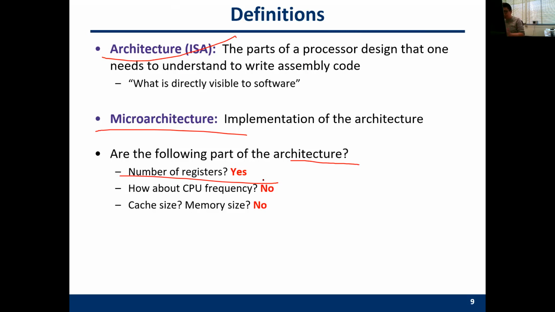How about the CPU frequency? No, this is not microarchitecture, because one CPU can potentially operate at a different frequency, 1G or 2G hertz. Sometimes Intel intentionally reduces the frequency of some CPUs so that they can be used in low power scenarios.